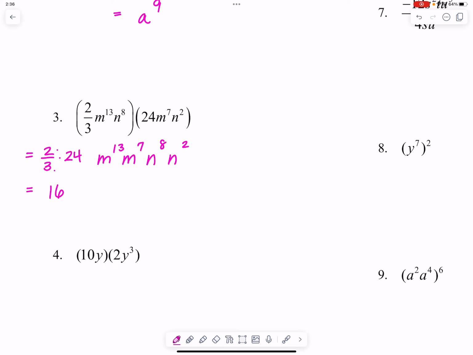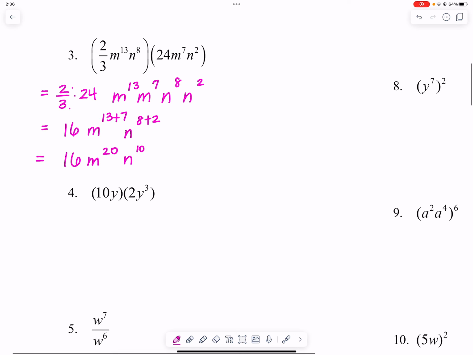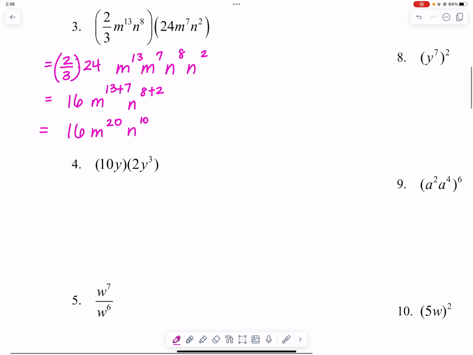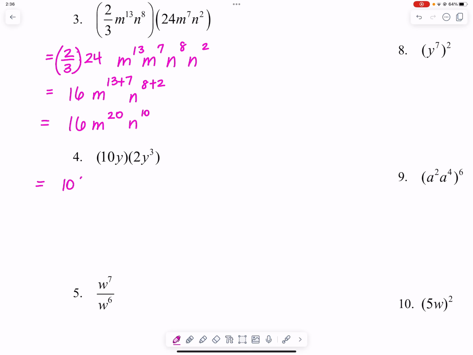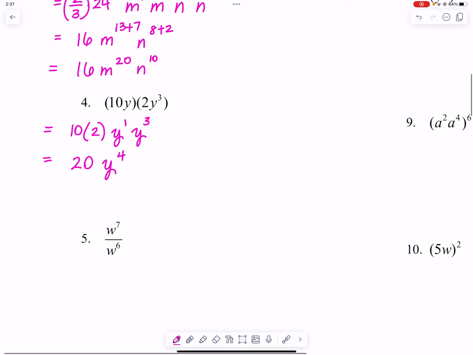Okay, so now we will take care of our variable m. We have 13 plus 7 and n to the 8 plus 2 power. And you're actually able to go right to this m to the 20th, n to the 10th power. Let's do the same thing, and I'll go ahead and put parentheses around that. Let's take our 10 multiplied by our 2, our y to the first, multiplied by y cubed, and we arrive at 20, and let's just go ahead and add those exponents together this time.